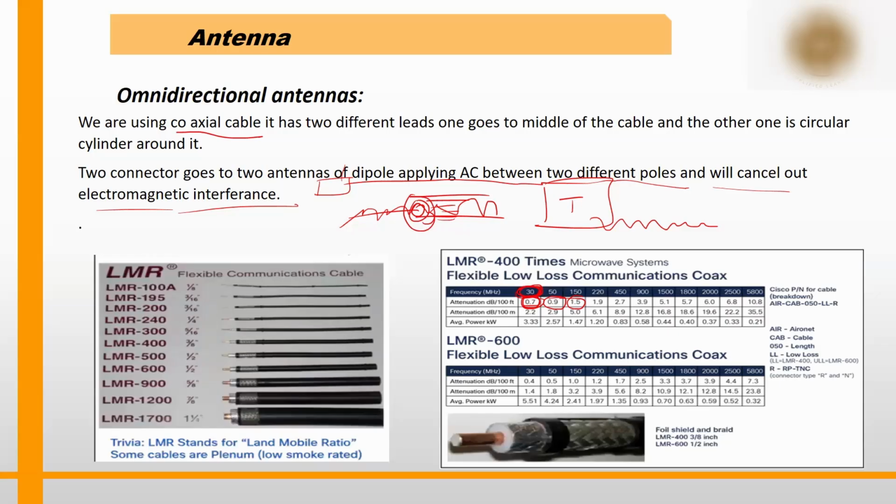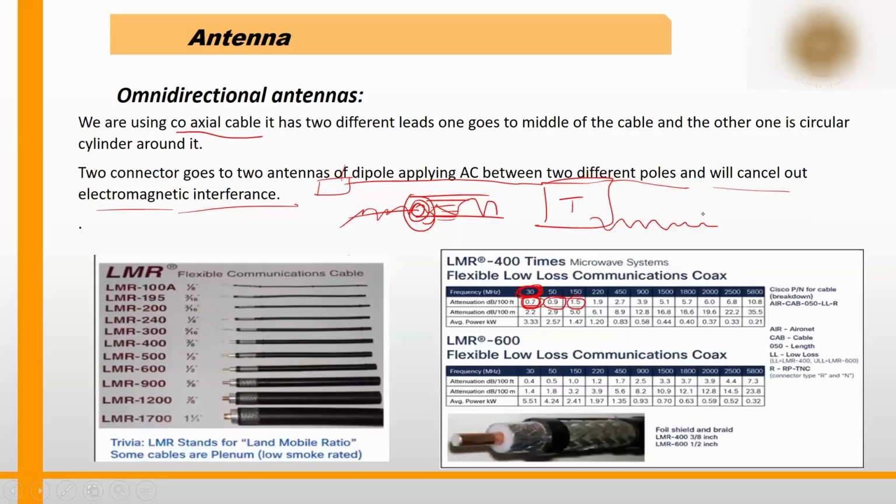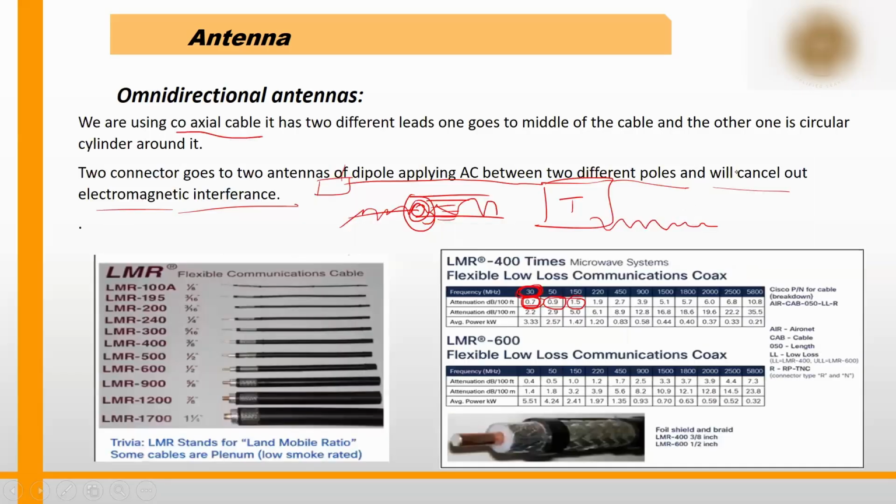So if you are transmitting a signal of 2.4 gigahertz, that is our wireless signal, that is 2.4 billion cycles per second. So those many cycles you are going to send per second. That particular cable is capable of sending those many cycles per second. Then you will have an attenuation of 1.9 dB, 2.7 dB, 3.9 dB. Okay, so that is what this chart means.